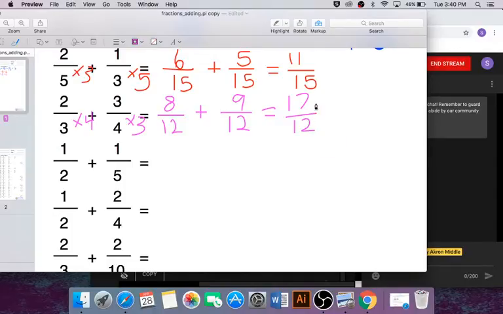Okay, this is called an improper fraction because our numerator is greater than our denominator. So we need to simplify it. When we simplify it, we get 1. So it would be 1. 12 over 12 is a 1 whole. So we would do 17 minus 12, which would give us 5 over 12.